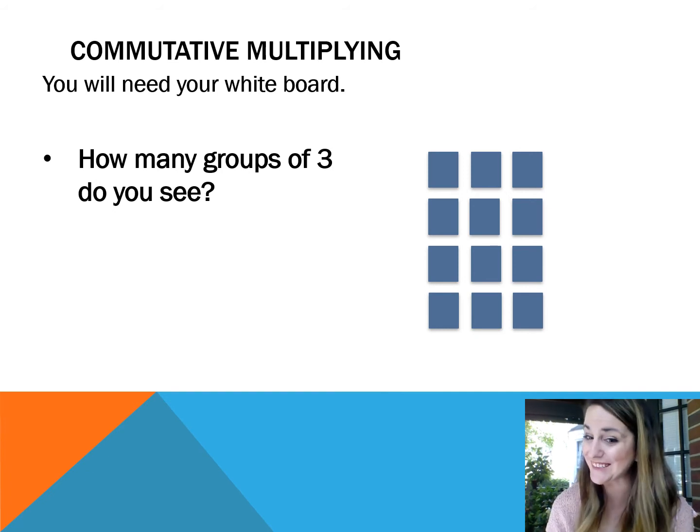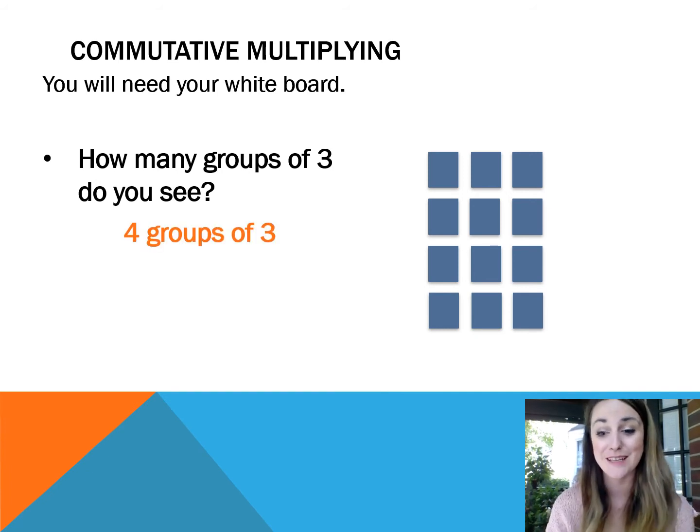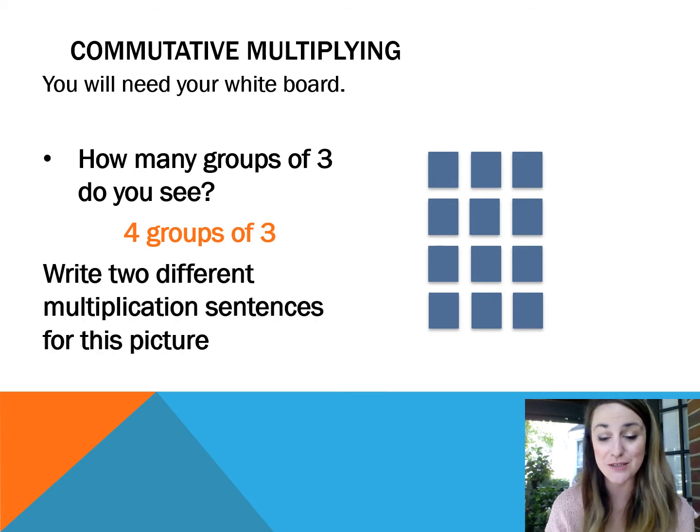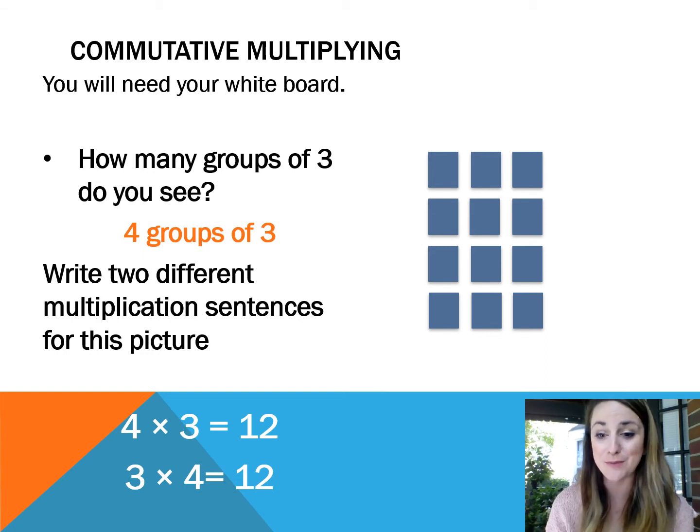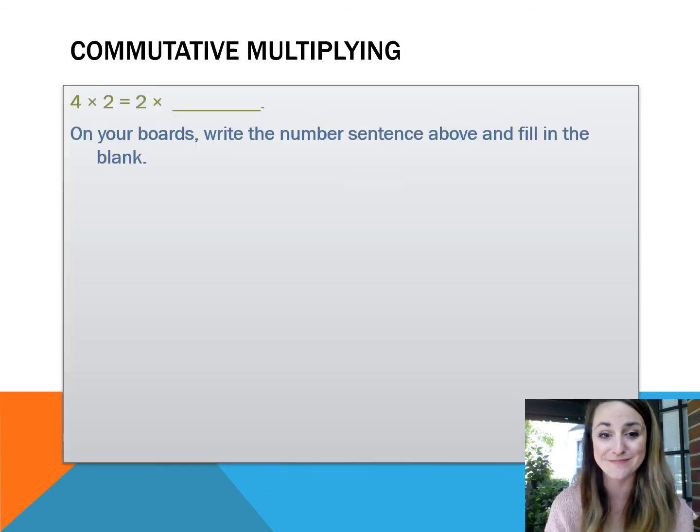How many groups of 3 do you see? We see 4 groups of 3. Let's write 2 different multiplication sentences for this picture. You could write 4 times 3 equals 12, or 3 times 4 equals 12. The factors switch, but the total remains the same.